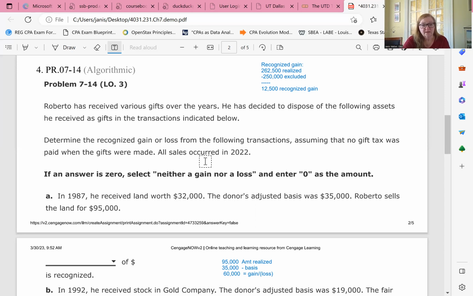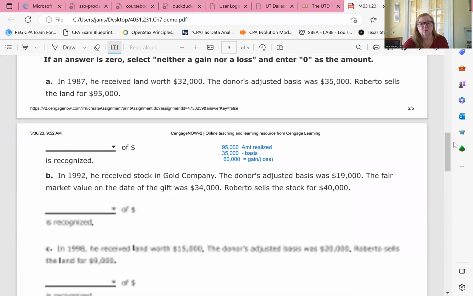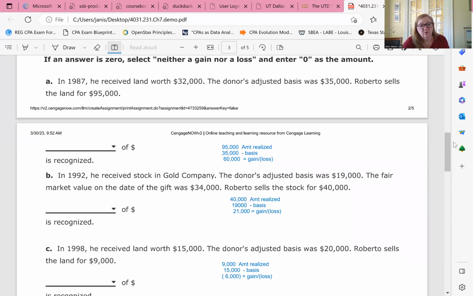That's what's happening in this problem. Okay, so we're going to use four scenarios, starting with A. In 1987, he received land worth $32,000. The donor's adjusted basis was $35,000, and he sells the land for $95,000. So the first thing is, do we have a carryover basis, or do we have to use the dual basis? You look at the land, it's worth $32,000. That's the fair market value. And his basis is $35,000.